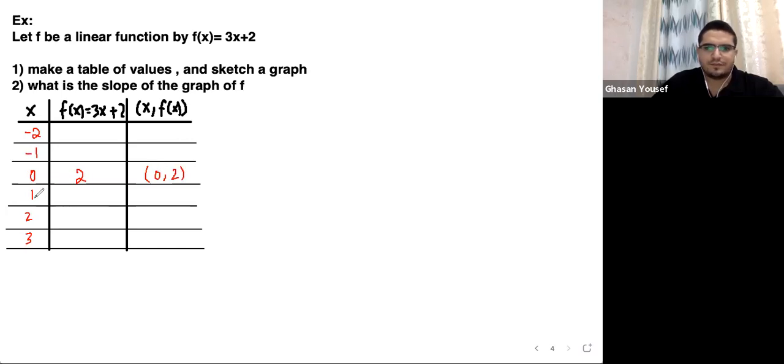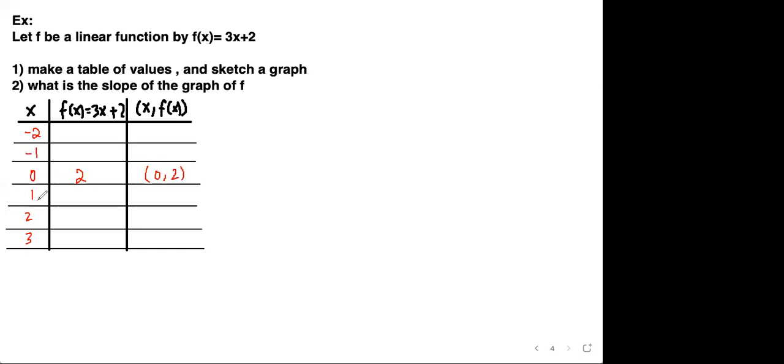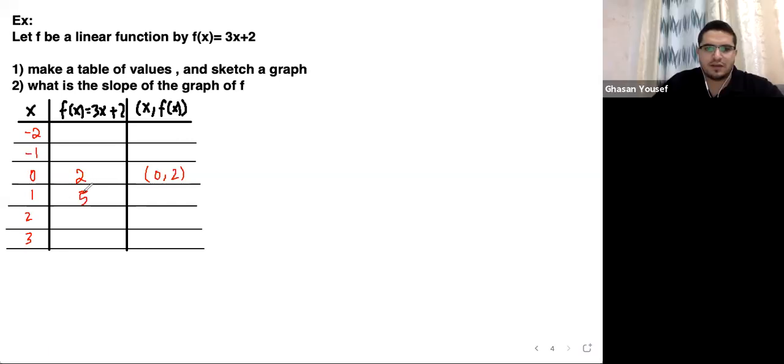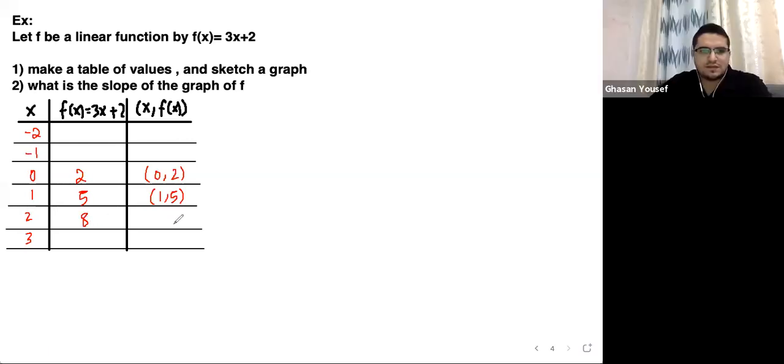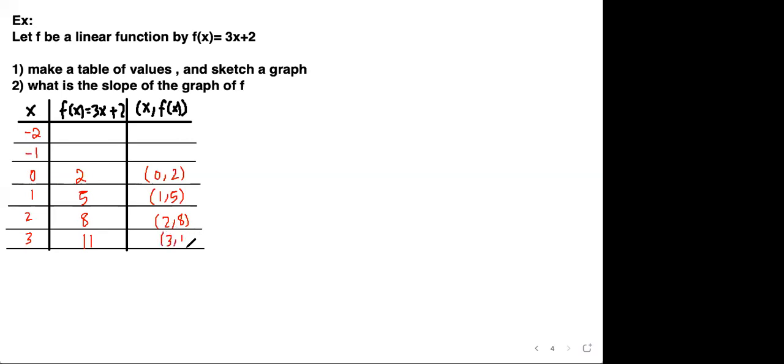What about the 1? 5. 5, correct, because 3 times 1 is 3 plus 2 is 5. So the point is 1 and 5. What about 2 here? 8. 6 plus 2 is 8, yes. So the point is 2 and 8. And the last one, 3: 9 plus 2 is 11. So 3 and 11.